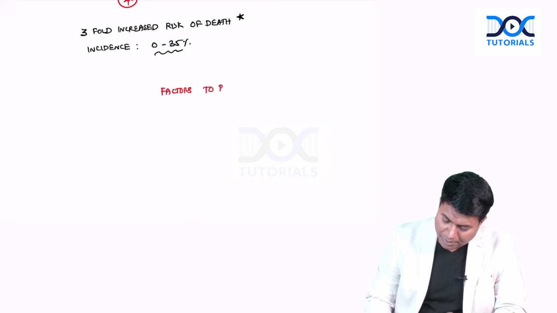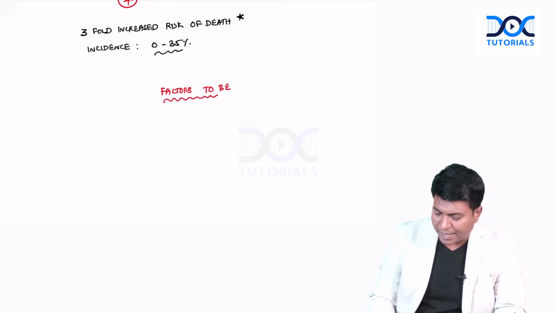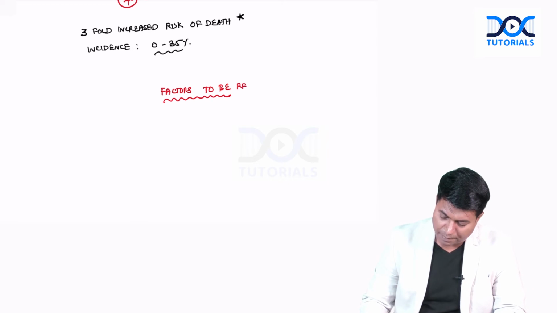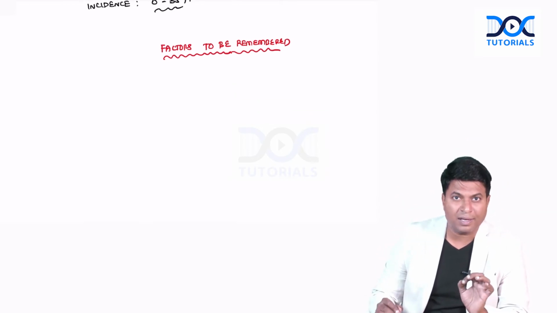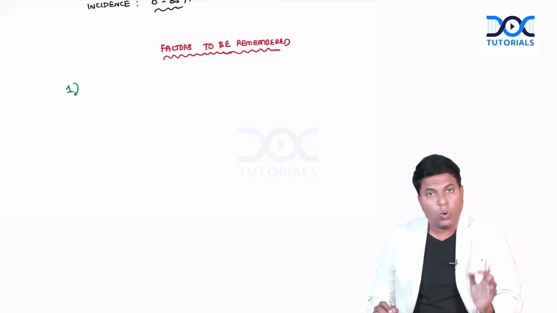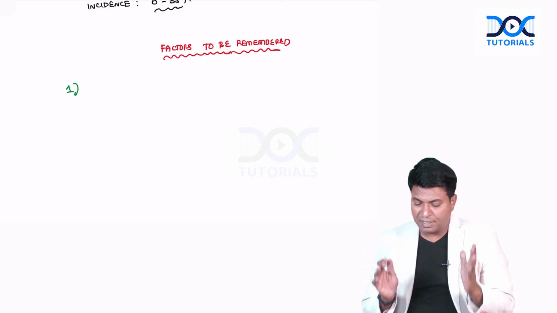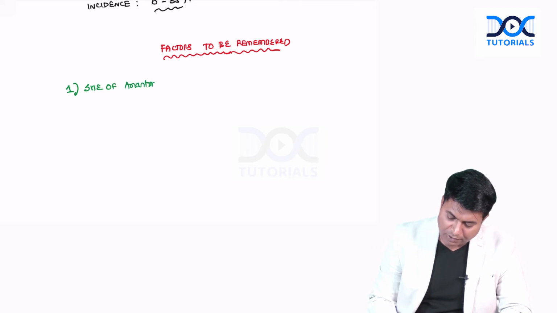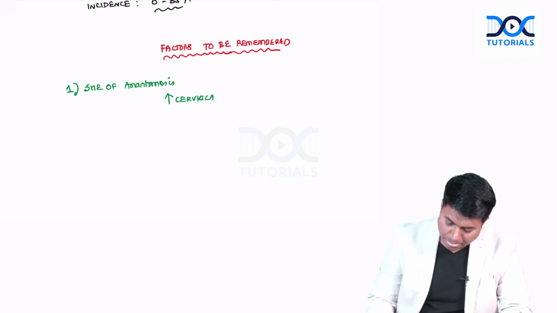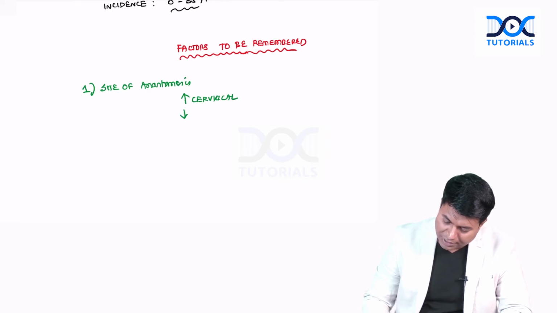Now what are the factors to be remembered in case of anastomosis? This is a high yield MCQ, a definite exam question for you. What are the factors to be remembered in anastomotic techniques? Number 1. Who will have more leak and who will have less leak depends upon the site of anastomosis. Cervical anastomosis has increased anastomotic leak. Mediastinal anastomosis has decreased anastomotic leak.